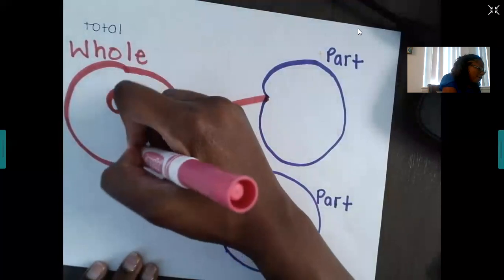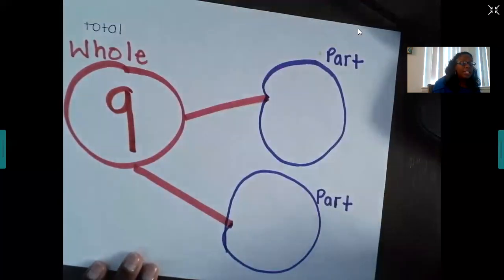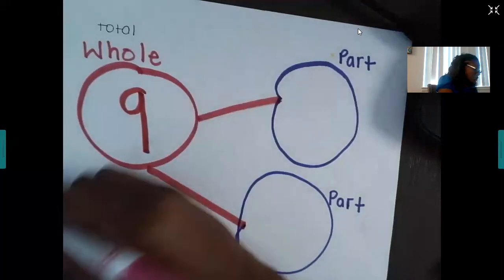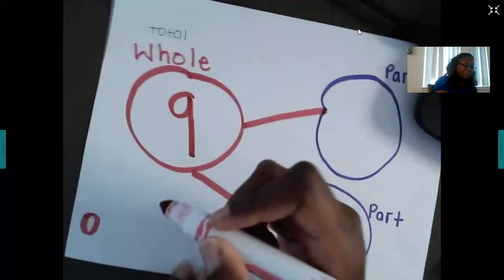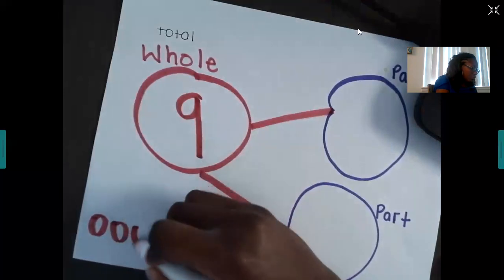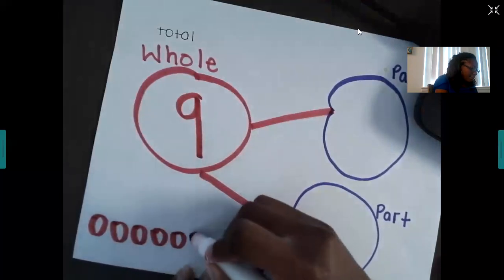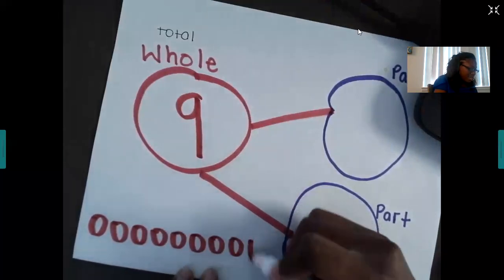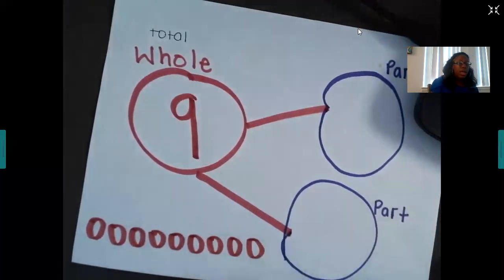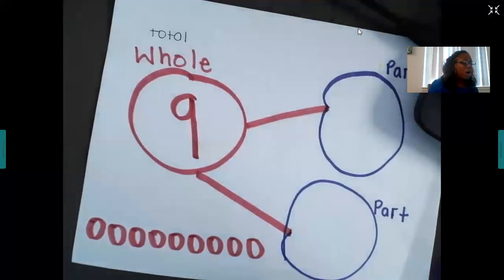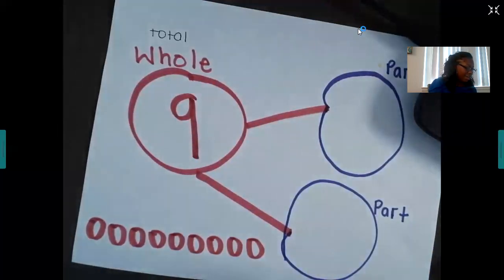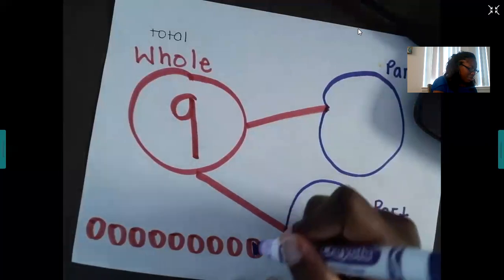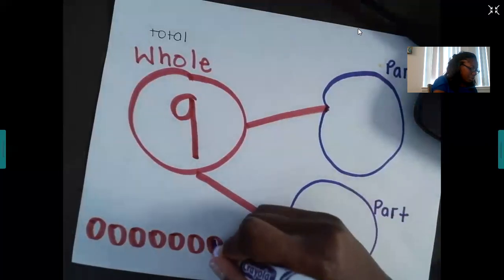So what's our whole? 9. 9 is your whole. I'm going to draw 9 circles so you can see. 1, 2, 3, 4, 5, 6, 7, 8, 9. 9 is my whole. Well, for part of my 9, I'm going to make 3. 1, 2, 3.